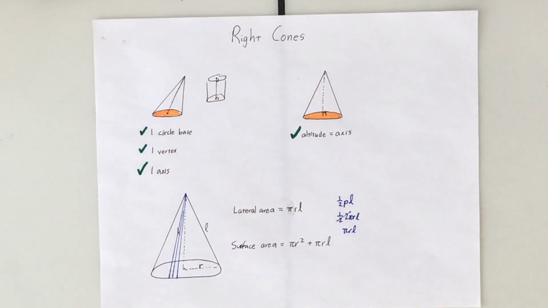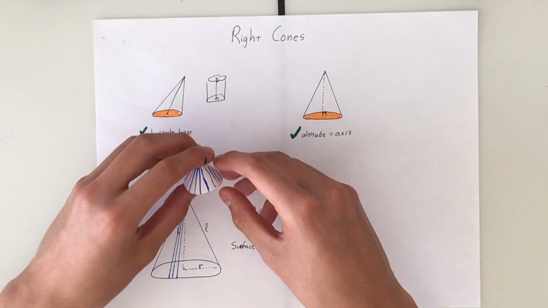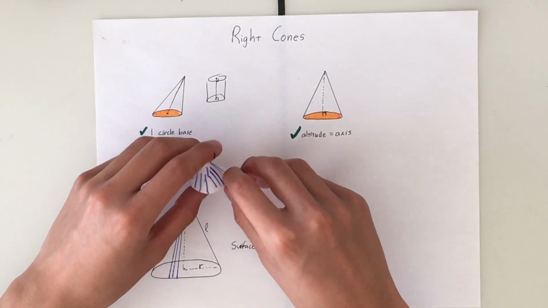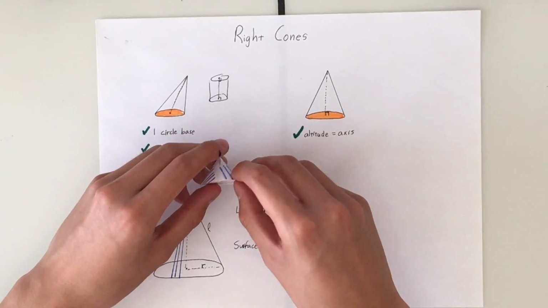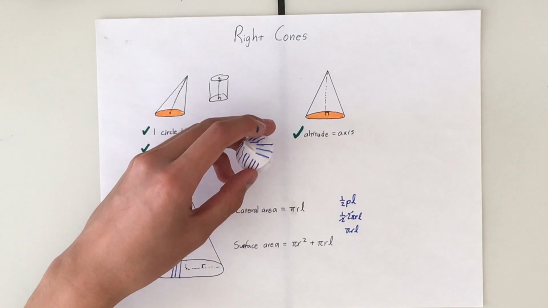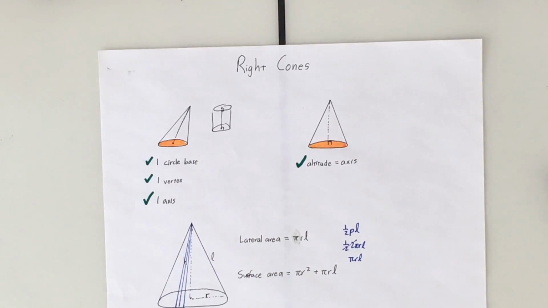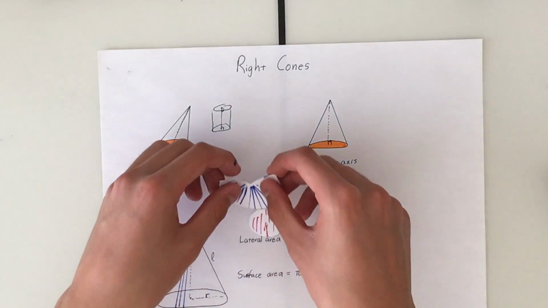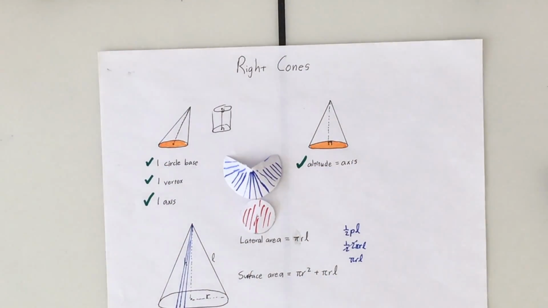You could also think of it another way, with the lateral area being a sector of a circle. So I made another model of a cone this time, and once again the lateral area is blue and the base is red. And so this is a cone. So if I were to cut this open, you can see that the lateral area, here I'll put a white piece of paper so that's much easier to see.